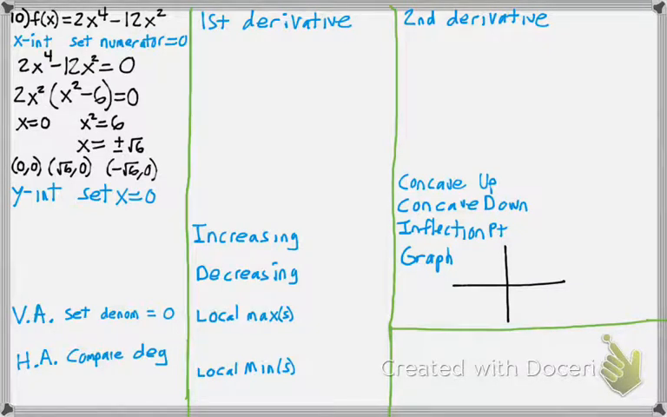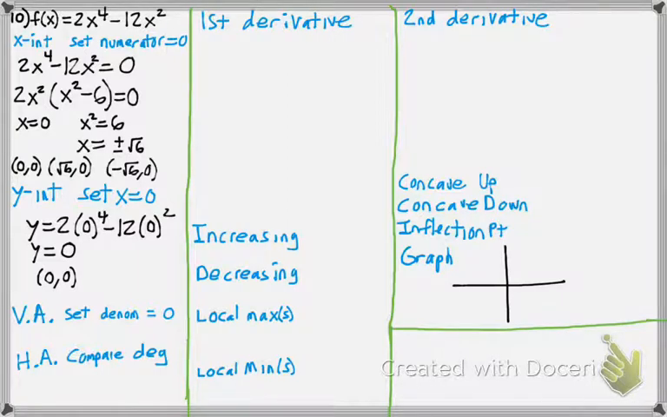For the y-intercept, we need to set x equal to 0. So instead of writing the original function as f of x, I'm going to take it out of functional notation and write it as y. So y is equal to 2 times 0 to the fourth minus 12 times 0 squared. If we solve this, we get y is equal to 0, which means my y-intercept is (0, 0), which we kind of already knew because (0, 0) was an x-intercept and the origin counts as both.